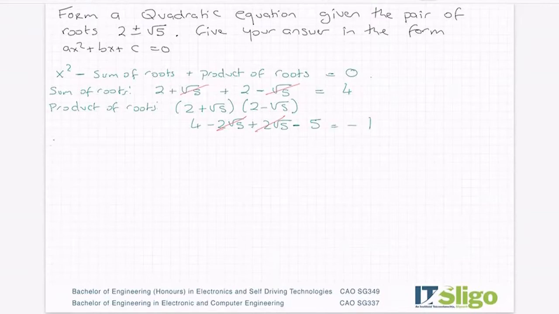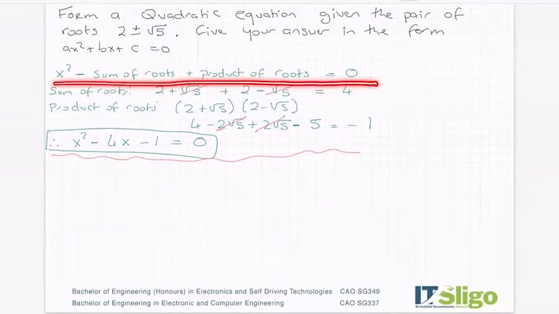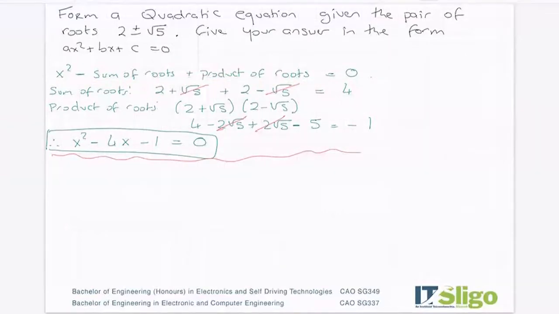So 4 minus 5 is minus 1. Okay, so therefore your quadratic is x squared minus the sum of the roots plus the product of the roots equals 0. And that's it done. Okay, so a nice little way of doing it, if you can remember this formula here, x squared minus the sum of the roots plus the product of the roots equal to 0. Now some schools teach that, some don't. Okay, so is there an alternative if you haven't seen that before, or is there another way if you think, oh, I might not remember that formula?